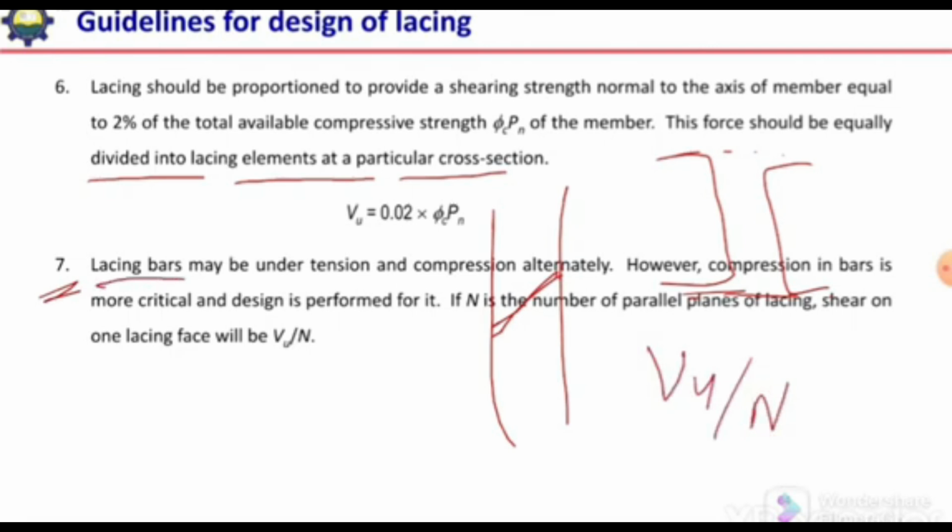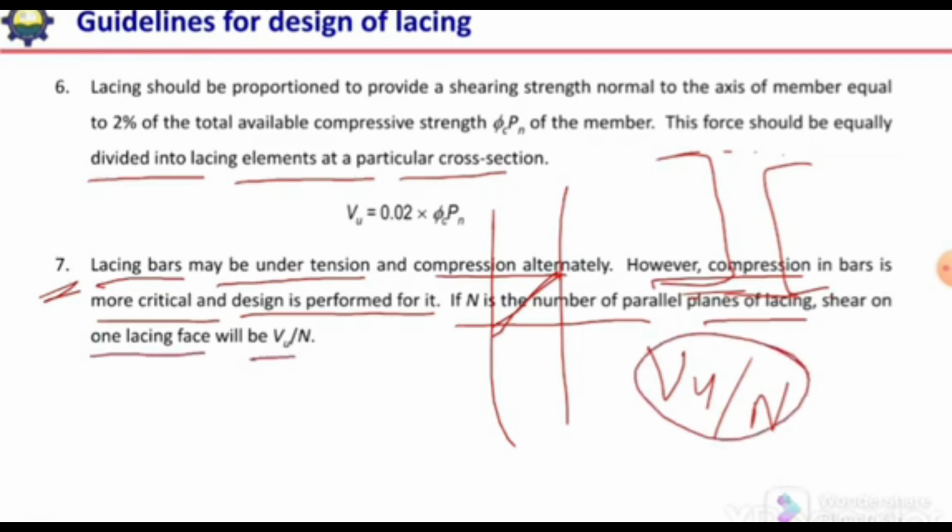So it is written over here, lacing bars may be under tension and compression alternatively. However, the compression in the bar is more critical and the design is performed for it. So it means the lacing element will be designed as a compression member. If N is the number of parallel planes of lacing, shear on one lacing face will be equal to Vu over N. Here we have one plane and here we have the other plane, so N will be equal to 2. So the shear strength in the lacing element of one face will be equal to Vu over N, or Vu over 2.